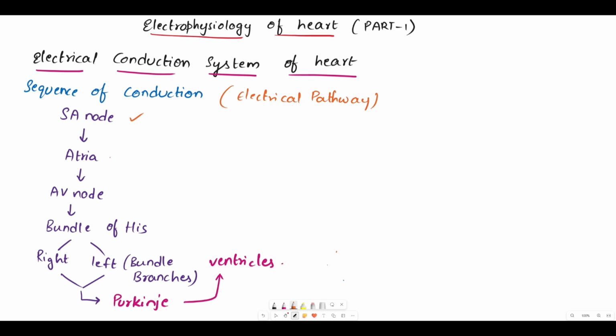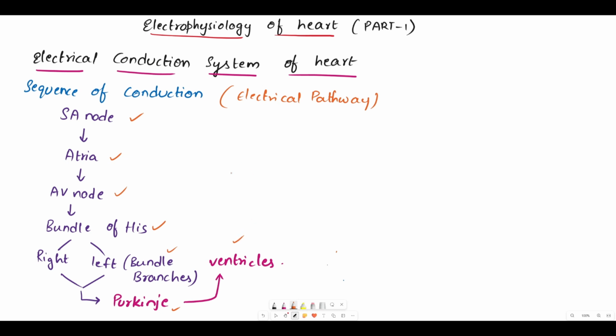From the SA node, they enter into the atrial muscles. From the atrial muscles, it enters into the AV node. From the AV node, it enters into the bundle of His. From there, it enters into the right and left bundle branches. From there, it enters into the Purkinje fibers, finally entering into the ventricles, which is the ventricular muscles.